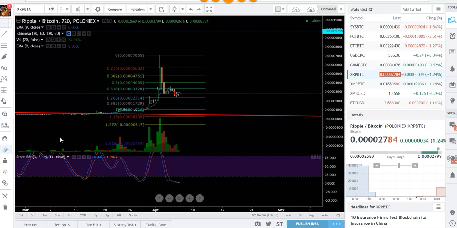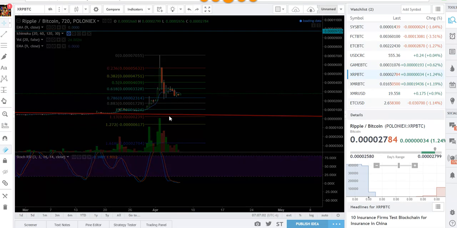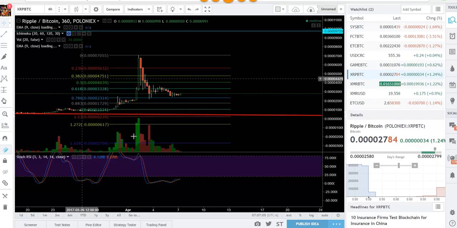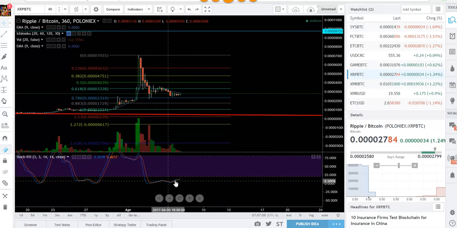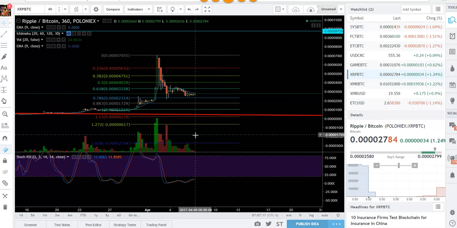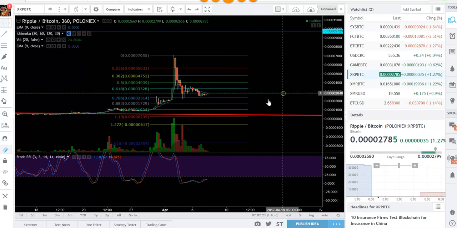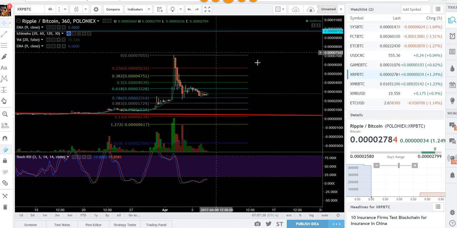Or let's see how it looks on the 6-hour. Also needs to come out of here. Same way. Now this could chop around down here for a while and consolidate down here for a while. And that really is kind of a reflection of what Bitcoin's going to do. I can honestly tell you, this thing will probably just consolidate here in this area if Bitcoin continues to go up.